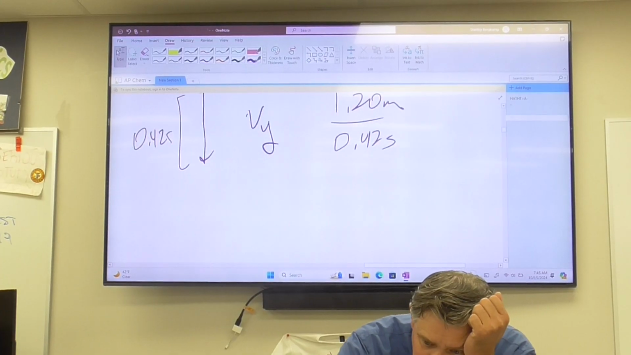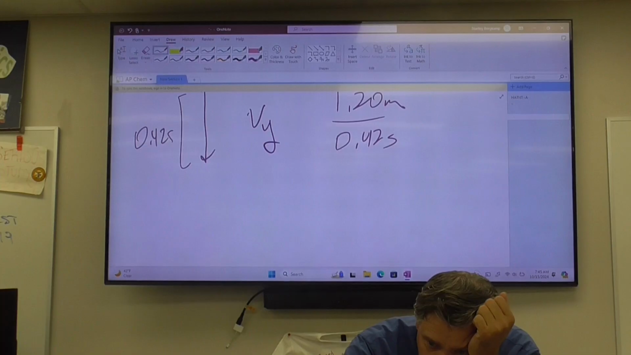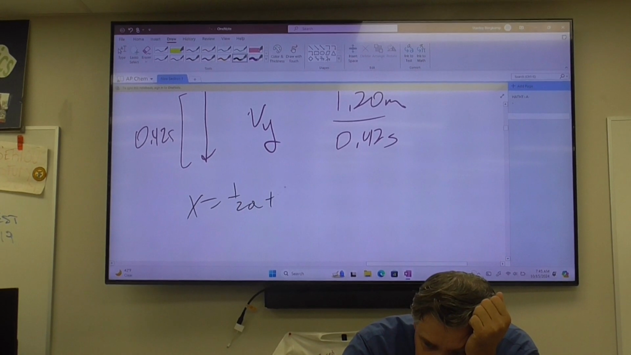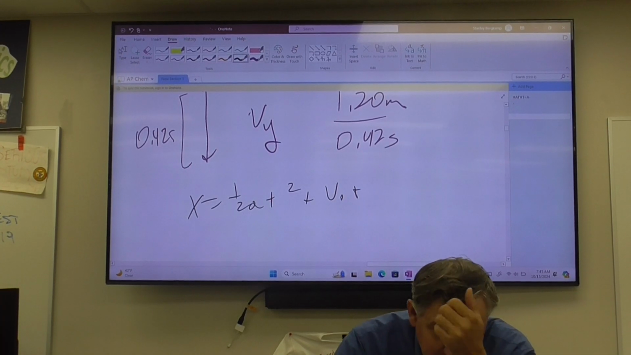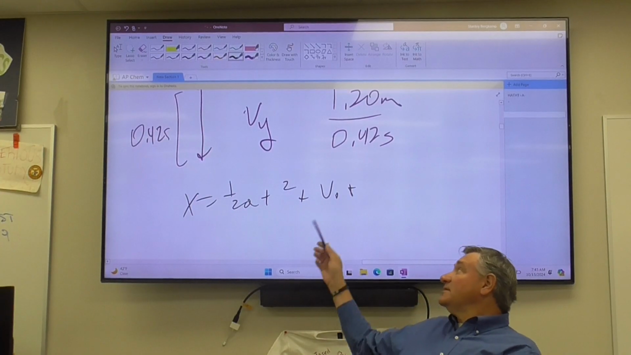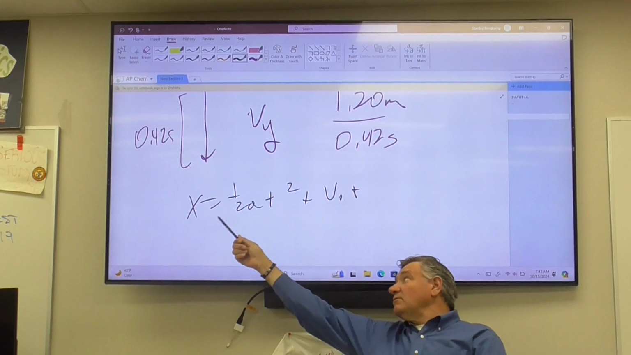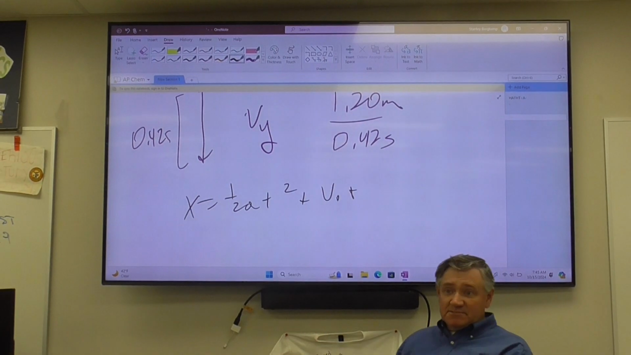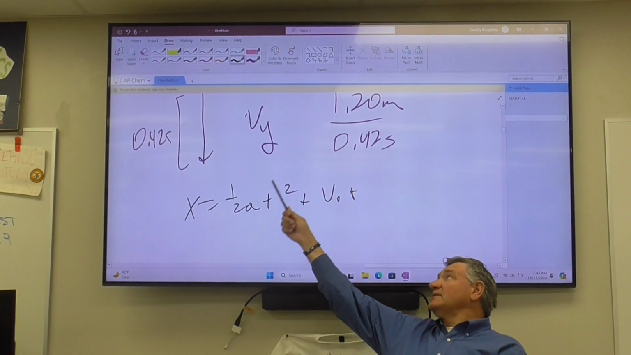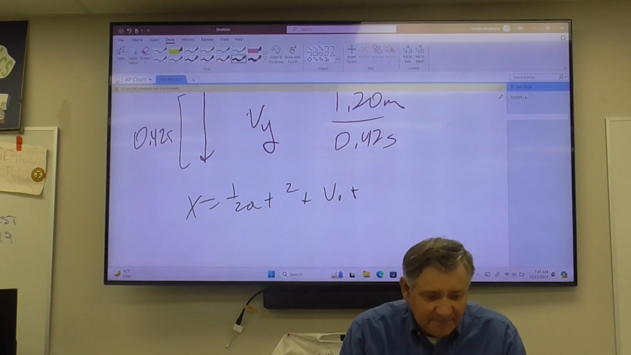So even if you look at that equation, X equals 1/2 at squared plus v naught t, that actually is applicable to both situations, because if you're talking horizontal motion, there is no acceleration. So distance equals velocity times time. If there is vertical motion, then you do have an acceleration, and then you have to decide whether or not you have an initial vertical velocity. All right.